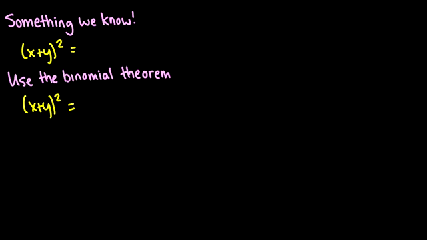Let's do it the way we know, with (x plus y) raised to the power 2. Of course, we know this is the same thing as (x plus y) times (x plus y), and we can just FOIL this out to be x squared plus xy plus xy plus y squared, which is the same thing as x squared plus 2xy plus y squared.